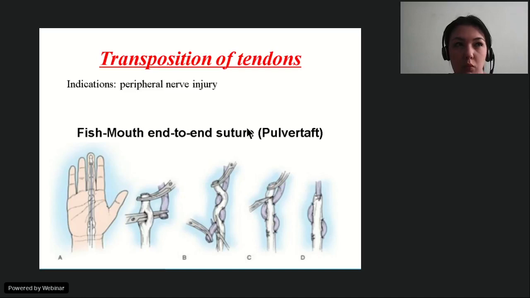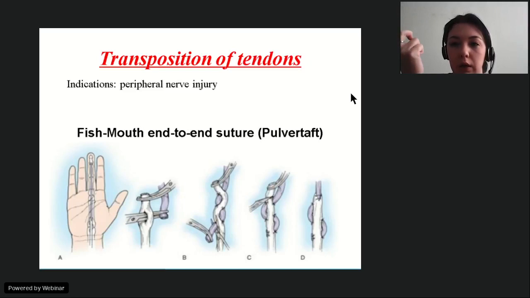Let it be median nerve. In case of the injury, let it be ulna, it is easier. In case of the injury of an ulnar nerve, we know that ulnar nerve supplies medial half of flexor digitorum profundus muscle. So this medial half of flexor digitorum profundus is now unable to perform its functions and to flex the finger, sorry, to flex ring and little finger.